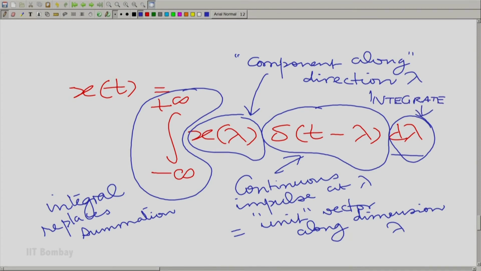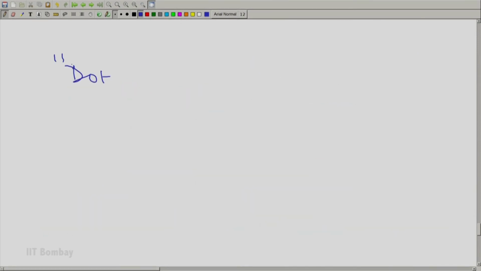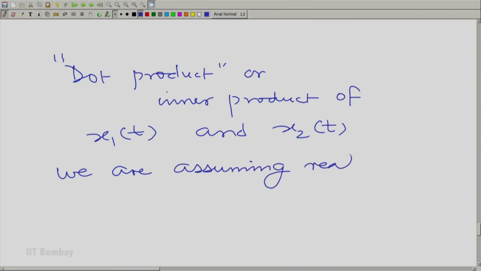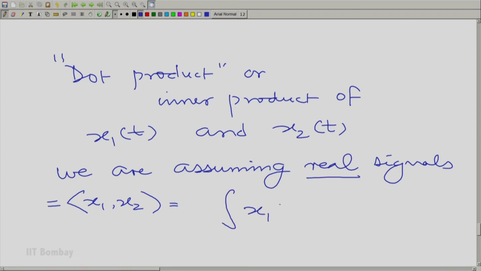So, in fact, now you can also define a dot product between two signals. We can talk of the dot product or inner product. Let us be formal now, of let us say x1(t) and x2(t). Now, all this while we are assuming real signals. The dot product or the inner product, which we will denote like this, is essentially the integral of x1(t) times x2(t) over all t running from minus to plus infinity.